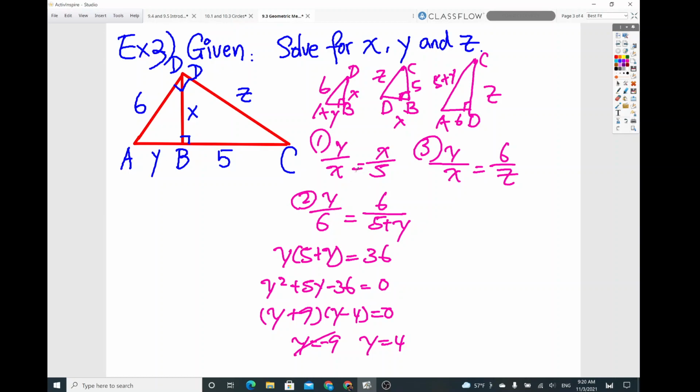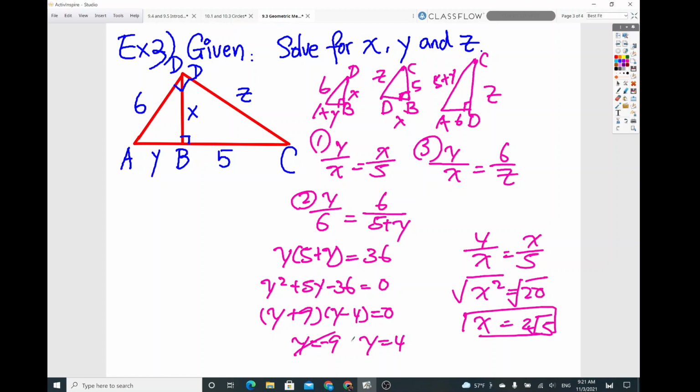So y equals 4, back to the first equation, and then we can solve for x. So 4 over x equals x over 5, cross multiply, x squared equals 20, square root, so x equals 2 root 5. So we solved for x, we solved for y, and then for the rest, we just need to plug back into the medium triangle, the middle triangle here, so just solve for z.